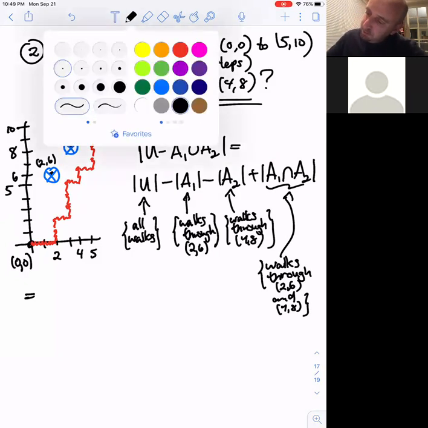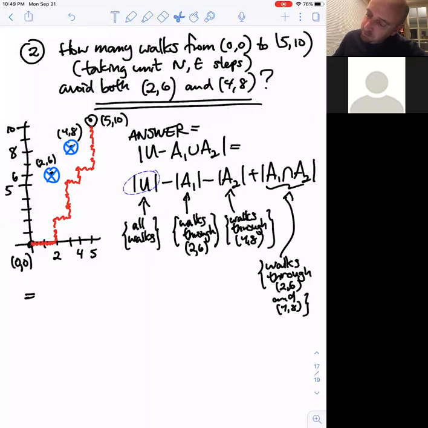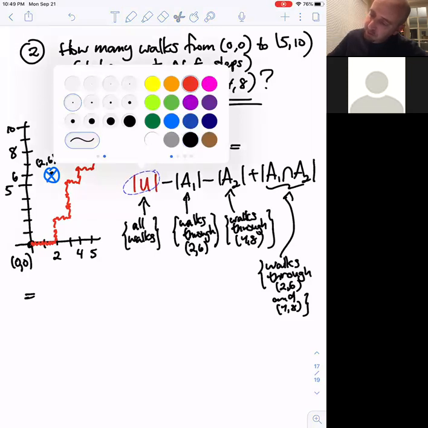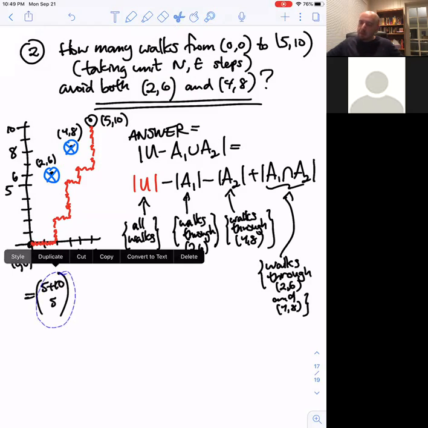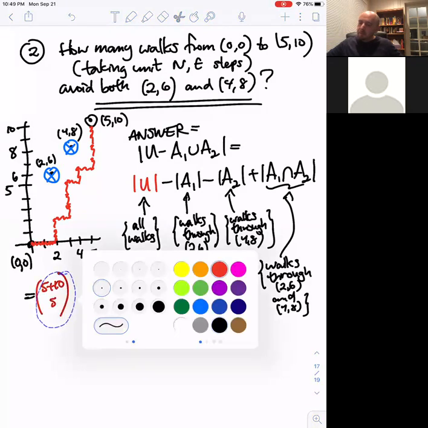Again, let's maybe do some color coding. So this one is going to be in red, and we know how to do that. That thing is, what is it? It's 5 plus 10 choose 5. We just take the m and the n, and we say it's m plus n choose m, or m plus n choose n. It doesn't matter. Those are both the same. And that was supposed to be in red. Okay. So that's in red.